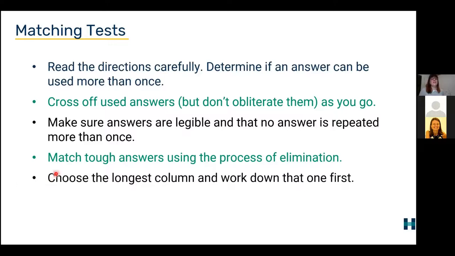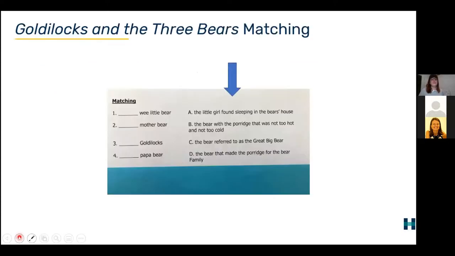And I'm going to show you the actual strategy here of using the longest column first. So often this is how a test is given: the shorter reading is on the left and the longer reading is on the right. We could start the test by reading all of these over and over and over. Instead, look at A, the little girl found sleeping in the bear's house. Ooh, Goldilocks. I'll put an A here and I won't have to repeat reading this again. The bear with the porridge that was not too hot or too cold, I'm only going to read that once: little bear. So you actually reduce how much time it takes for you to do a matching test.